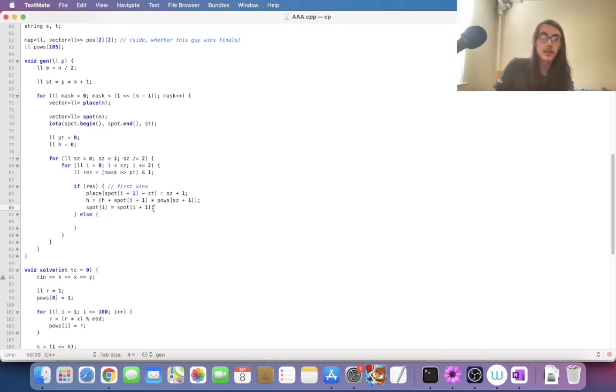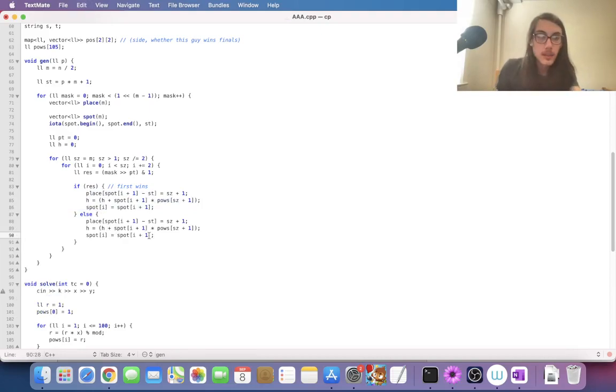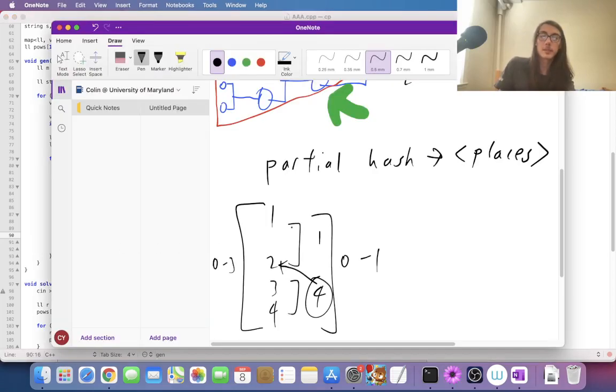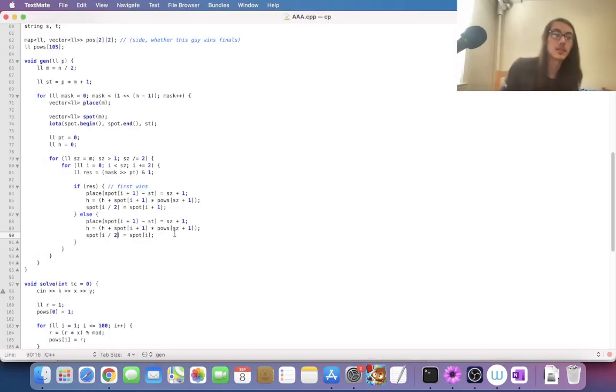Anyway, this is the exact same code except actually this should not be spot I, it should be spot I over 2. It's the number of tournaments that have been played at this level, not specifically I. So I over 2 would be 0, and then 1, and then 2, etc. Because we're iterating up by 2 each time. So this is just that, except now we set everything to I.